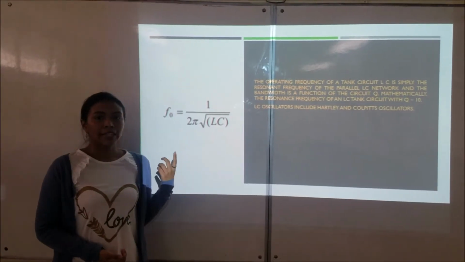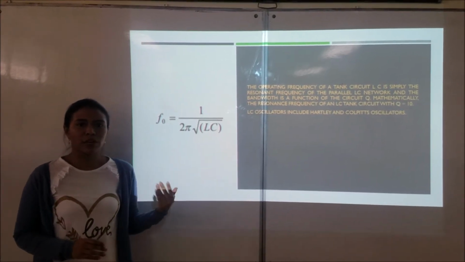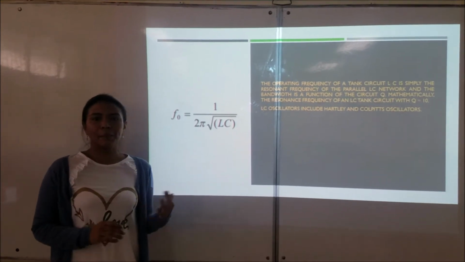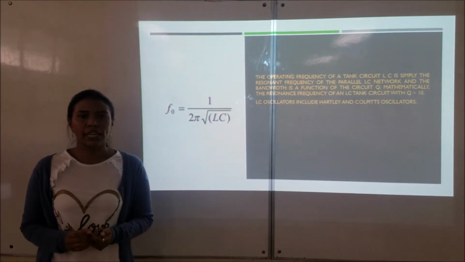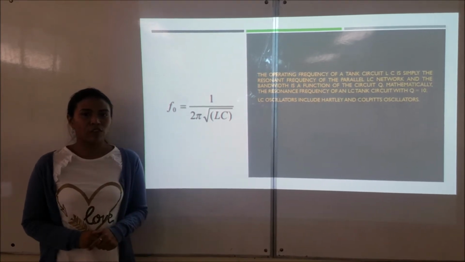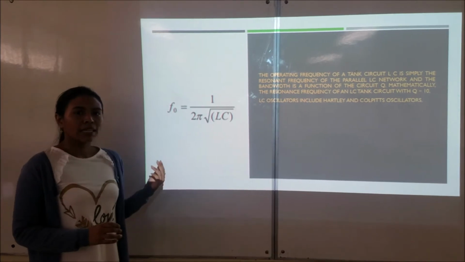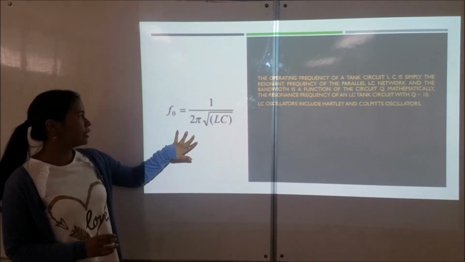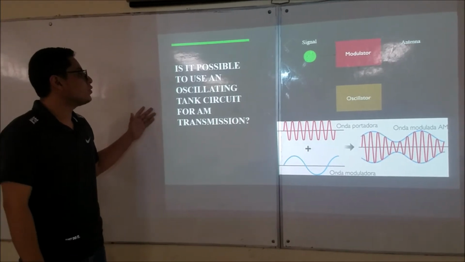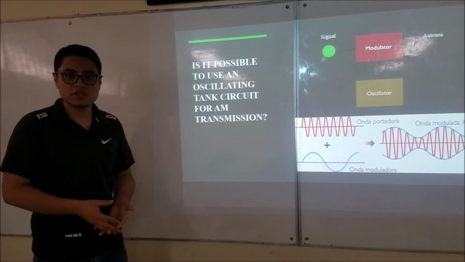So, the operating frequency of an LC tank circuit is simply the resonant frequency of the parallel LC network, and the bandwidth is a function of the circuit's Q factor. Mathematically, the resonance frequency of an LC tank circuit is given by this equation. It is possible to use an oscillating tank circuit for AM transmissions.